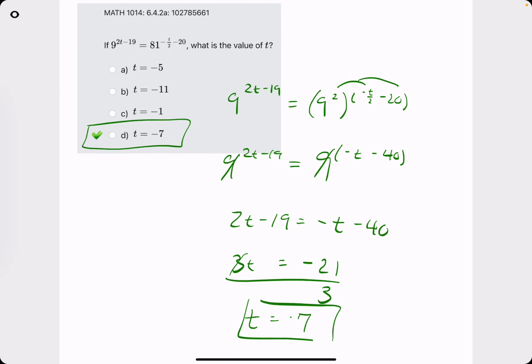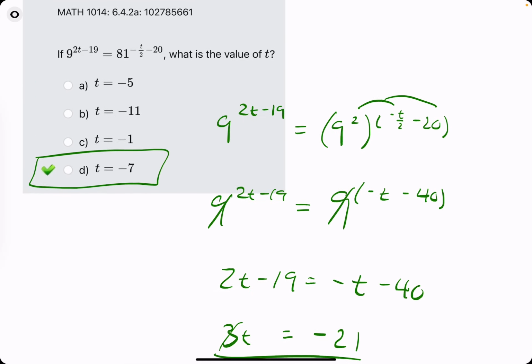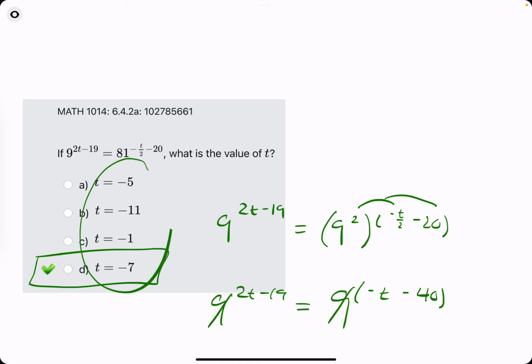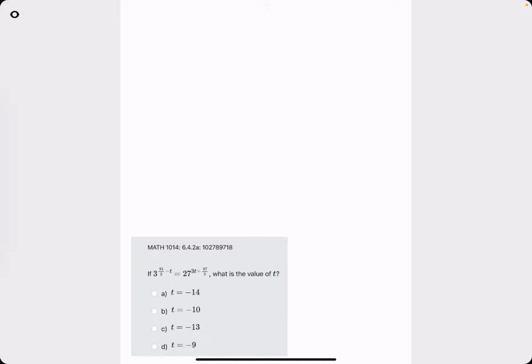That's pretty much it. As I mentioned in the first video, if you don't prefer this process and you happen to just be doing the quiz where you have multiple choice answers, you can, of course, plug and chug these answer choices in the left and right sides and find which t value here makes the left equal to the right side. Does that make sense? So a little plug and chug action. Let's do one more.